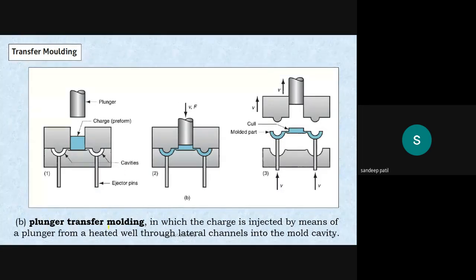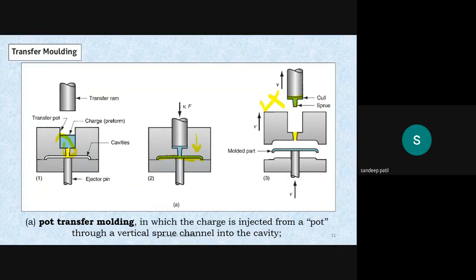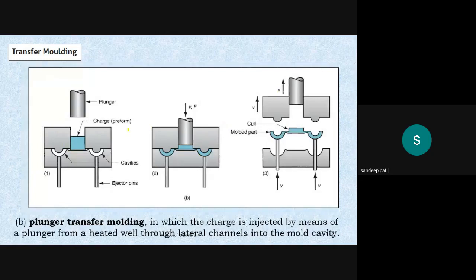Next is plunger transfer molding, in which charge is injected by means of a plunger from a heated well through lateral channels into the mold cavity. So the basic difference here is that the charge is injected through this sprue, whereas in plunger transfer molding it is injected by means of the plunger only. So it is injected here, and this is the cavity. That particular charge goes inside this cavity.